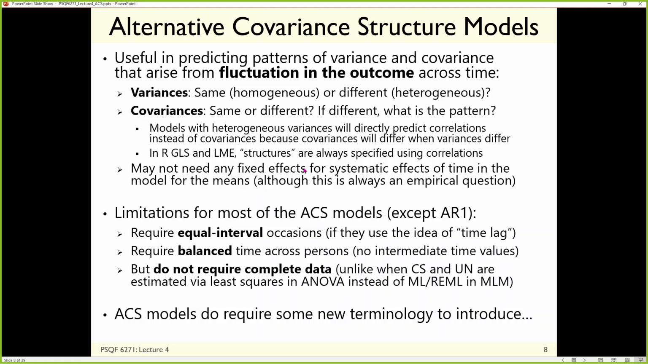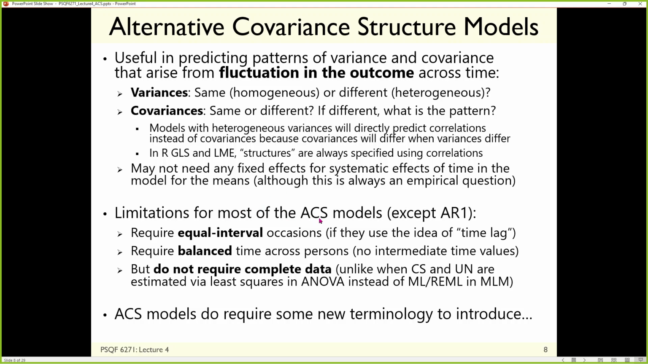You may not need any fixed effects for time. So if stress is not systematically increasing or decreasing on average, a fixed effect for time isn't going to have anything to do. It's just a flat line. So in the example that I'm going to show you, there's no effect of time in the model. It's just a standard fluctuation exercise.